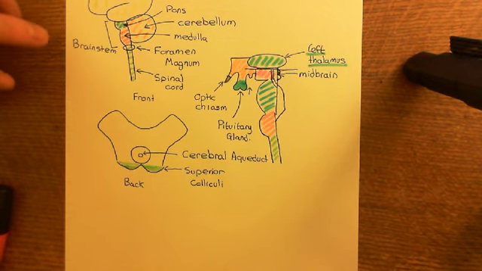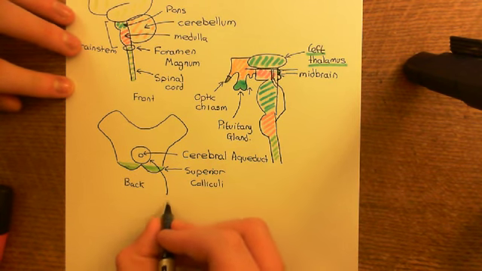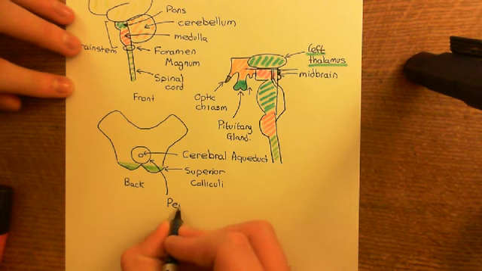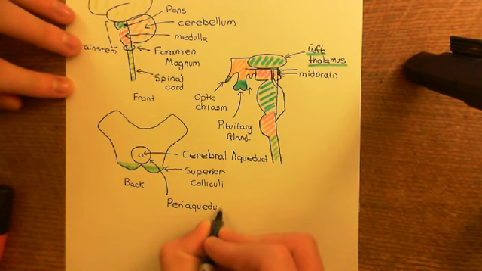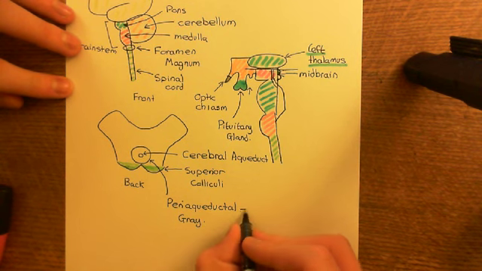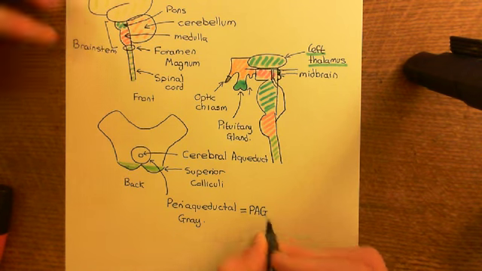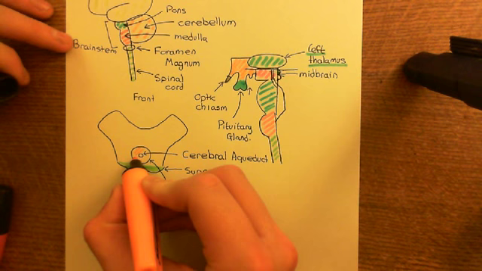The grey matter that surrounds the cerebral aqueduct, which is part of the midbrain, is known as the periaqueductal grey. Peri means surrounding, aqueductal means pertaining to the cerebral aqueduct, and because it's grey matter it's called the periaqueductal grey, often abbreviated to PAG. We'll colour in the periaqueductal grey here in orange.